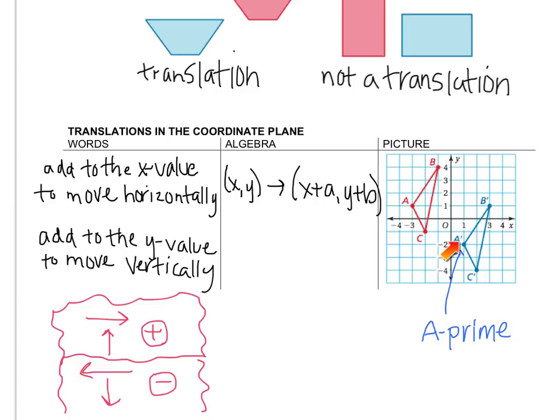And if you don't put the primes, listen very carefully, if you don't put the primes, you are wrong. So please put those primes, because then you have 2 point A's competing against each other, and then they have to fight it out, and one of them has to die, because you can't have 2 A's on the same coordinate grid. It's just, the universe would explode. So please remember to put the primes on any time you do a translation.